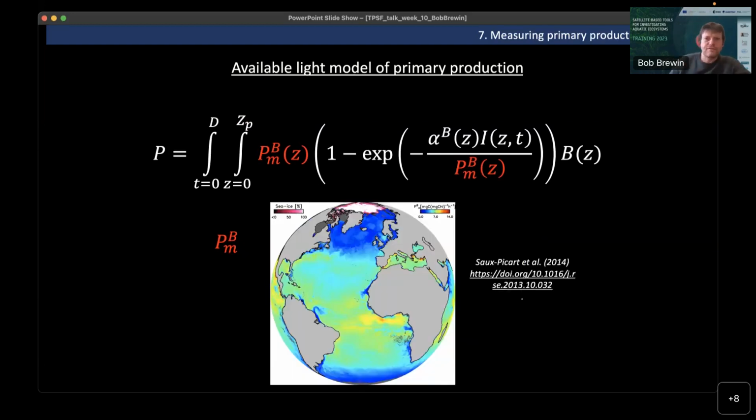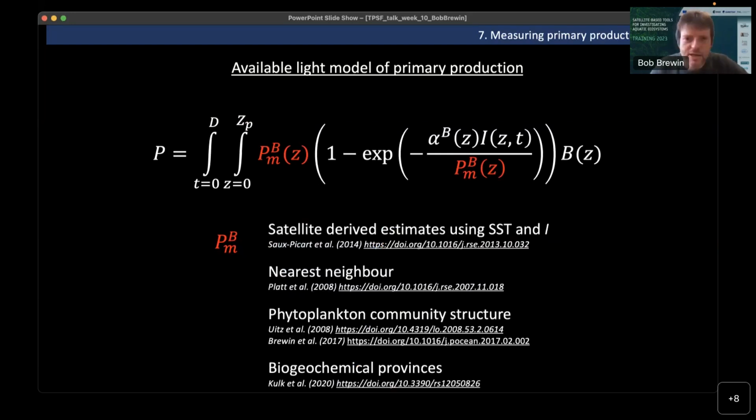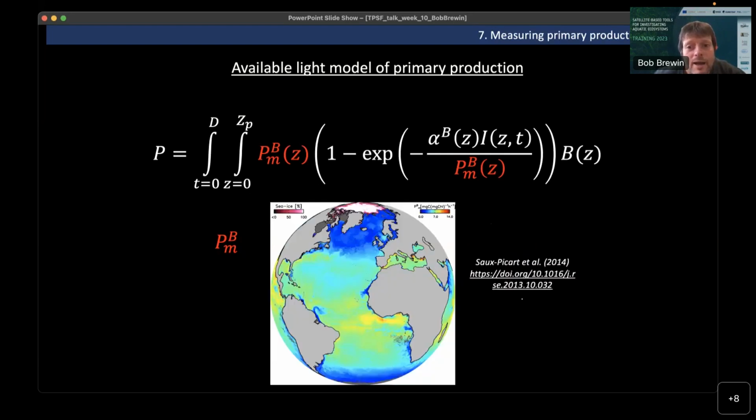The first technique I'm going to show here is using other environmental data. So there's work that has looked at the relationship between PB max and sea surface temperature and irradiance. This is built on some of the early work initially by Eppley and others. We can get very accurate estimates of sea surface temperature and PAR from space. And so if we know that from satellite, we can use these models to predict what PB max is from satellite and then feed them into our primary production model.